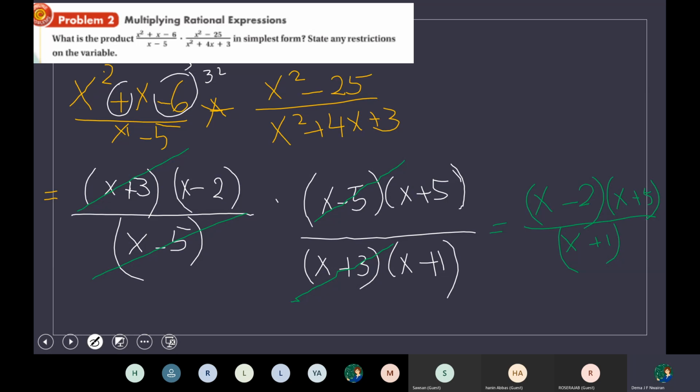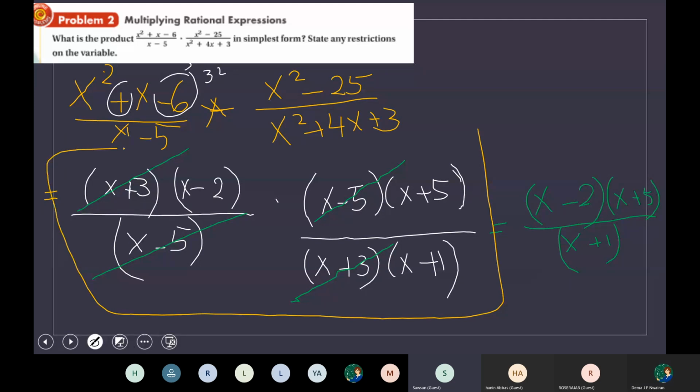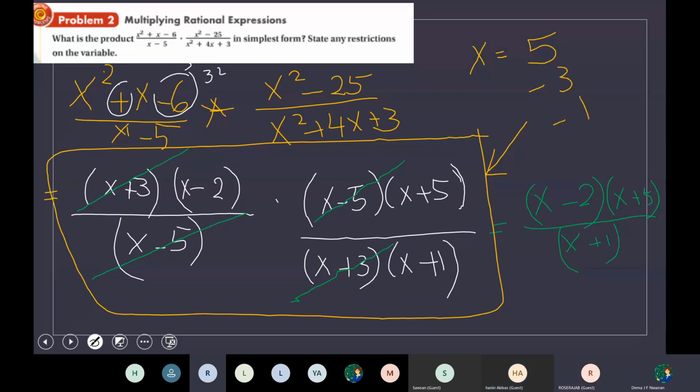The second thing, I now want to state the restrictions. How can I find the restrictions? I have to go back to our factorized rational expression, after we factorize and before simplifying it. Look here, inside the square, I want to check the zeros of the denominator. What are the zeros of the denominator here? 5, -3, and -1. So the restrictions are x cannot be 5, x cannot be -3, and x cannot be -1.